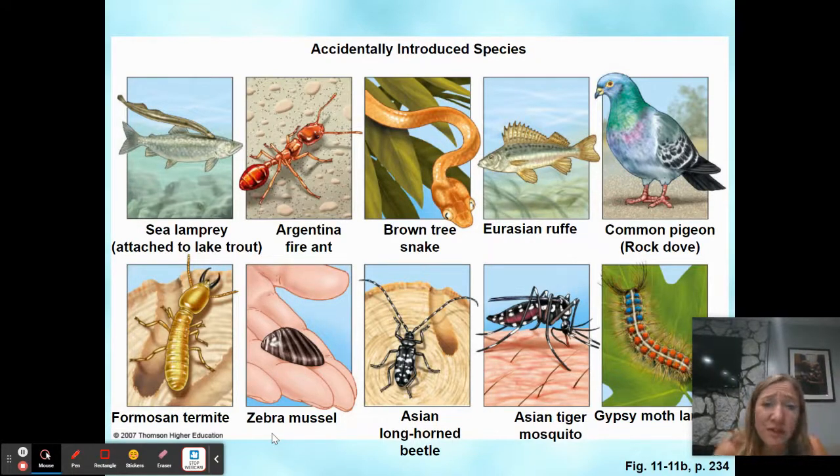So one of the problems with introduced species is the fact that they usually don't have a specific predator that can control the population. Whereas the native species has that balance in the ecosystem, these guys oftentimes don't. And so that can really affect the natural ecosystem without its predator.